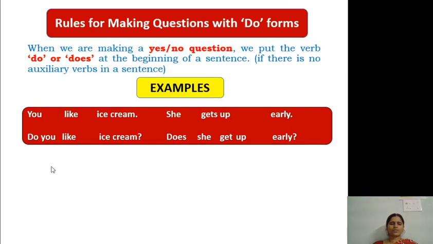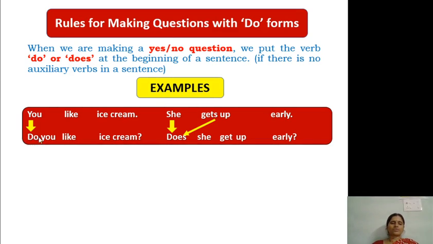Here, take the first one. You like ice cream. You is the subject, like is the verb. This is the remaining part of the sentence. So, how to make a question without an auxiliary verb? Directly, we can't interchange this and make "like you ice cream." That won't make sense.